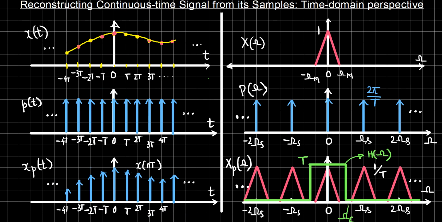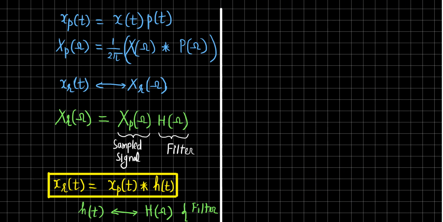We know what is h of omega. H of omega is the filter that we should construct with a cutoff frequency of omega c. Of course, this omega c is between omega m and omega s minus omega m. And this filter h of omega, we need to find this h of t. Now this h of t can be obtained by having the inverse Fourier transform of this h of omega.